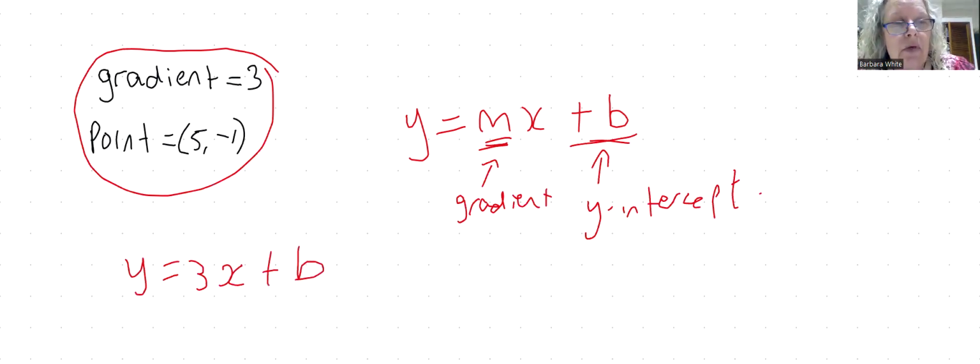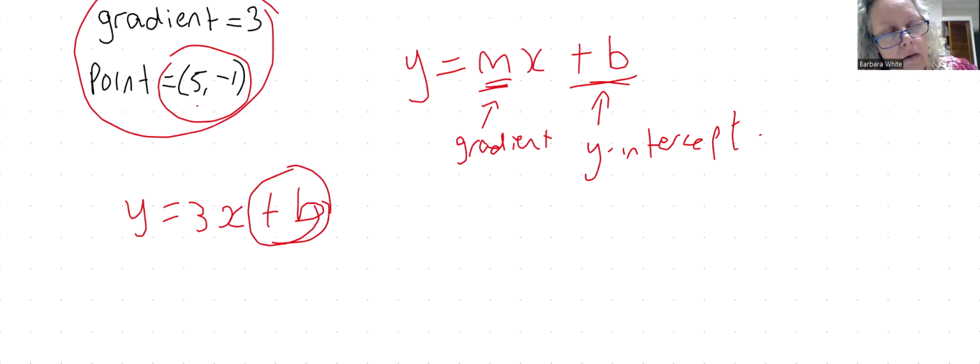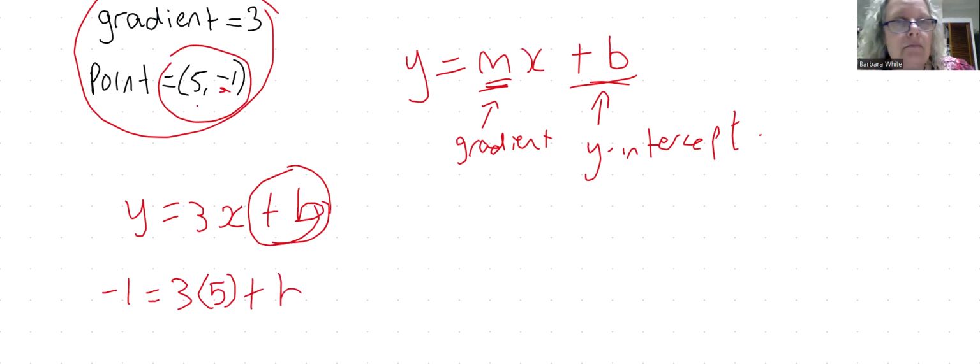Now, we also have this point here. So to find this number, we can substitute this point into this equation and then rearrange it to find that number. Watch. y is minus 1, equals 3 lots of what is our x? Let's see, 5. 3 lots of 5 plus the y-intercept, which we don't know.